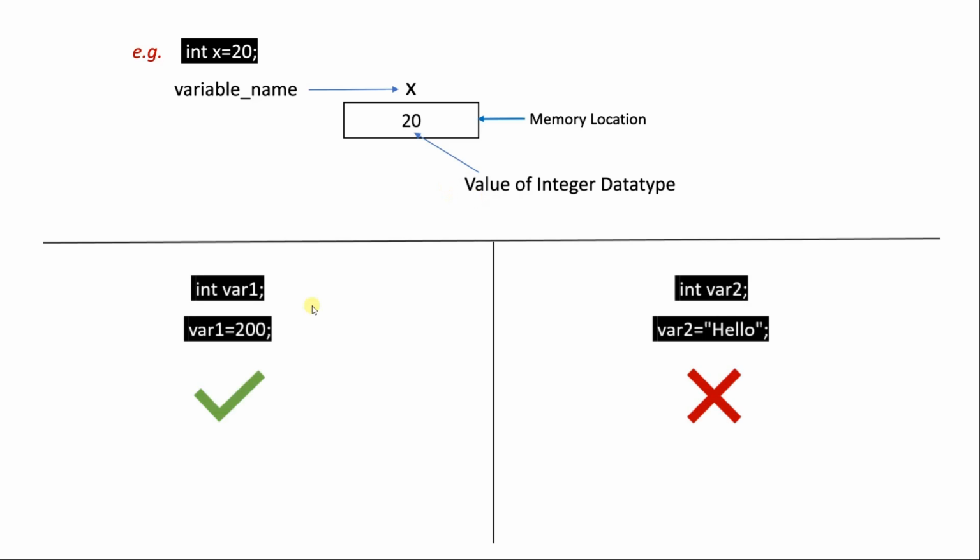While assigning values to variables, the value that you assign must match the type of the variable. Here the variable is of integer type, hence we assign the value 200, which is an integer, and it is correct. Here this variable is of integer type and we assigned it a string value, hello. These types of assignments will cause compile time errors.